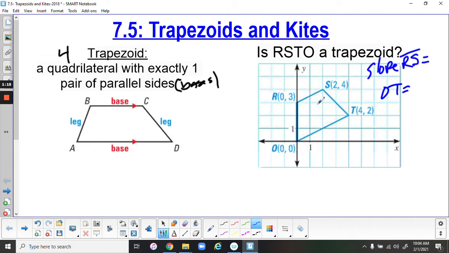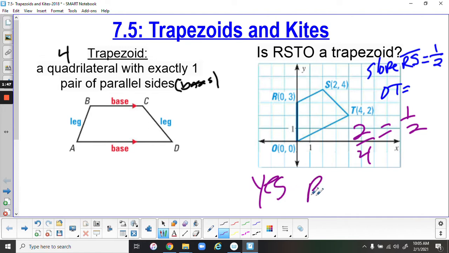So let's see here. We could do the slope formula, but since it's already graphed for us, we'll just count. If I go from R to S, I would go up 1 and to the right 2. That's 1 over 2. If I go from O to T, I'd go up 2 and to the right 4. So that's 2 over 4, but that would be reduced to 1/2 also. So you would say, yes, RS is parallel to OT. So that makes it a parallelogram. I'm sorry, trapezoid, sorry.